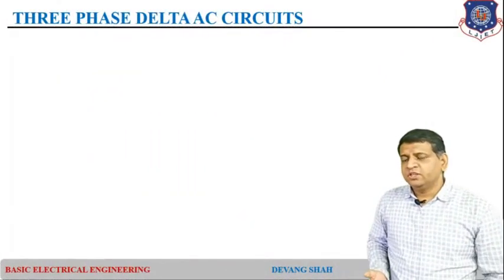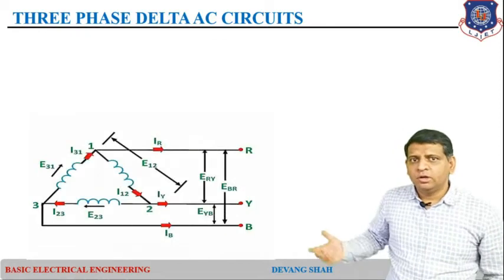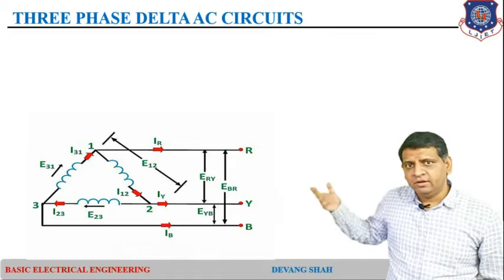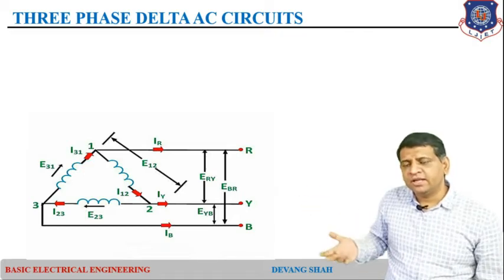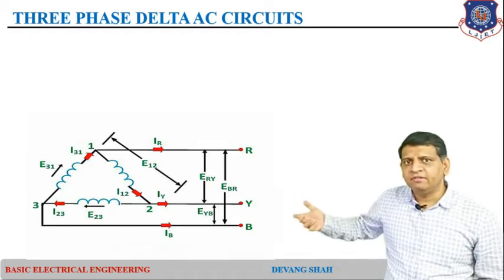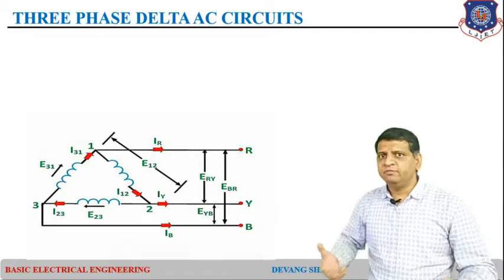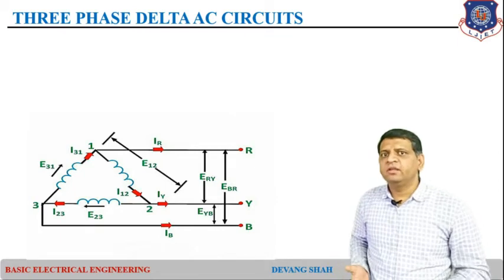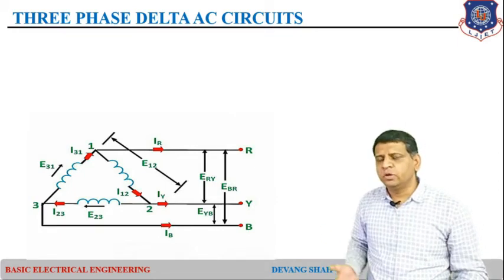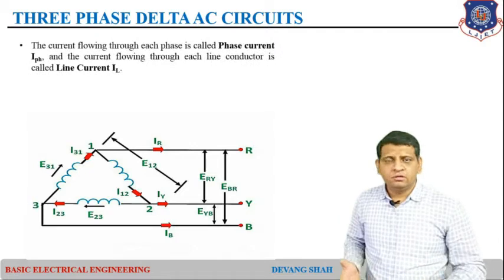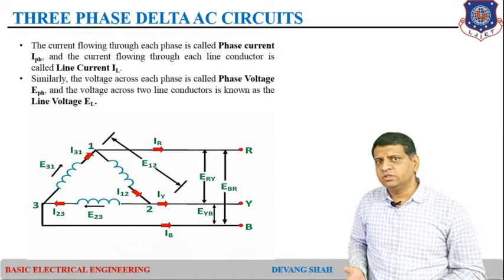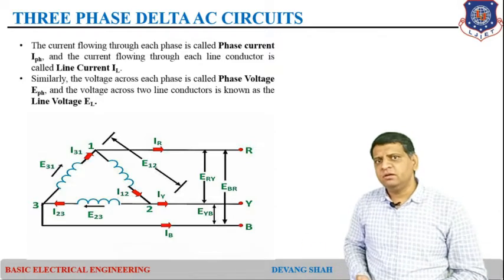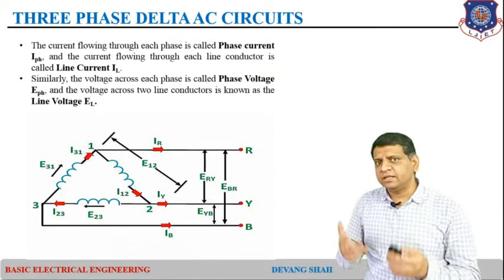In this particular terminology, this is the delta connection, where you can see there are 3 phases R, Y and B, and the currents flowing through each phase we define as IR, IY, IB. In the same way, line voltages we define as VRY, VYB and VBR, right. In the same way, here line currents we define as IL1, IL2 and IL3, right. So this is the same terminology. The current flowing through each phase is defined as the phase current, and the current flowing through each line is defined as the line current.